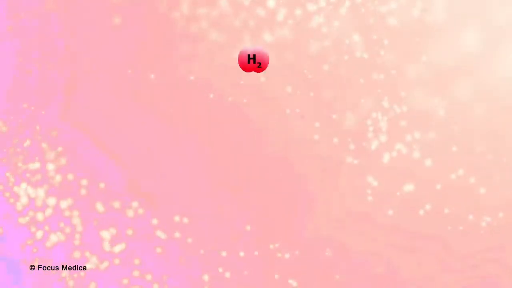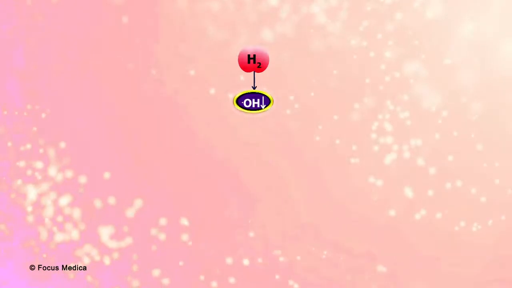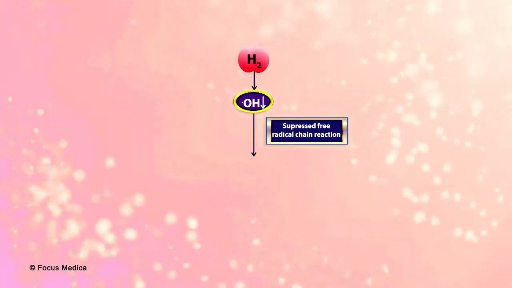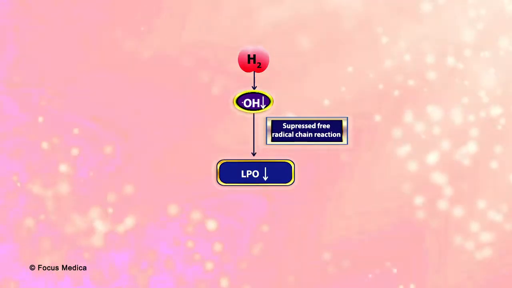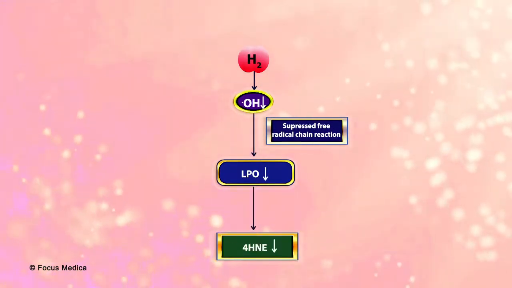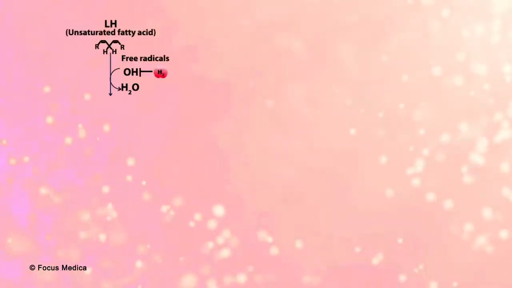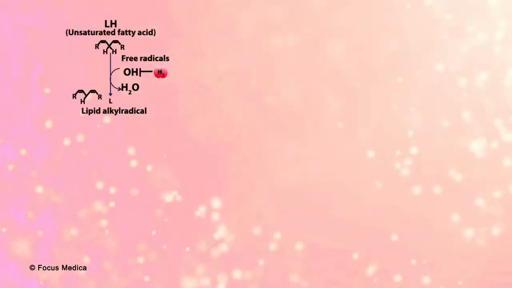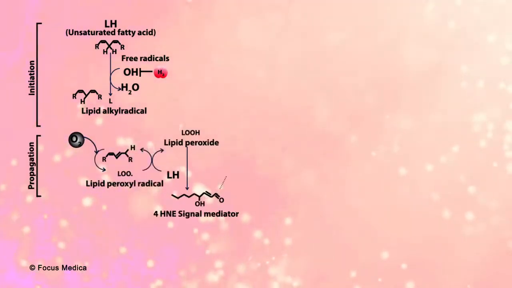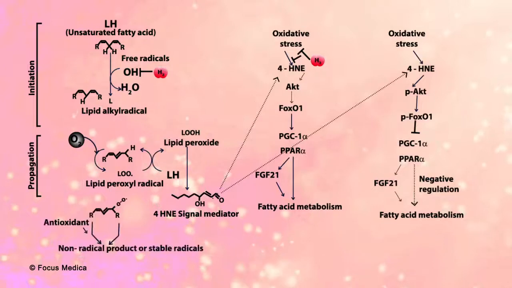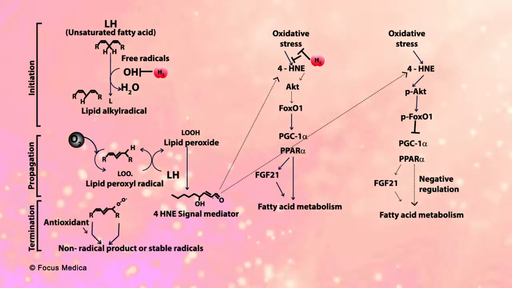In the subsequent pathway, H2 suppressed a free radical chain reaction, leading to decreases in lipid peroxide and its end products, including 4-hydroxy-2-nonenal, 4-HNE. Derived from the peroxides, 4-HNE functions as a mediator that up-regulates multiple functional peroxisome proliferator-activated receptor gamma co-activator 1-alpha, PGC1-alpha.